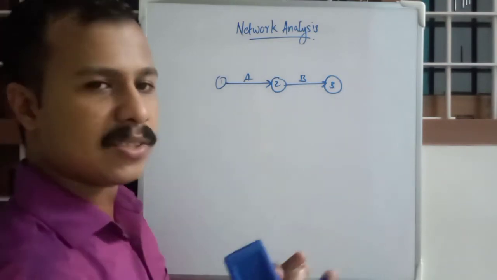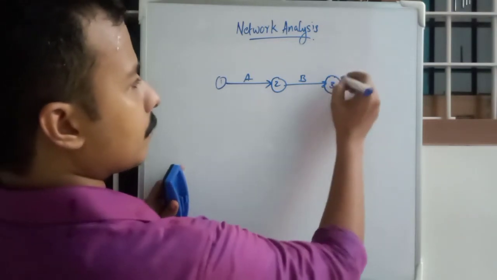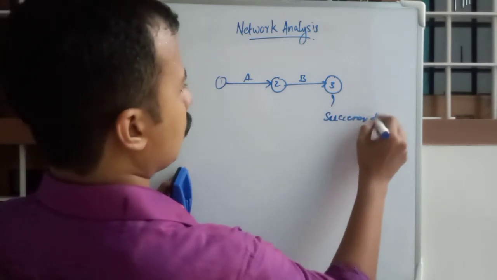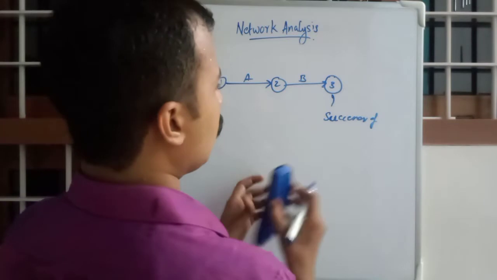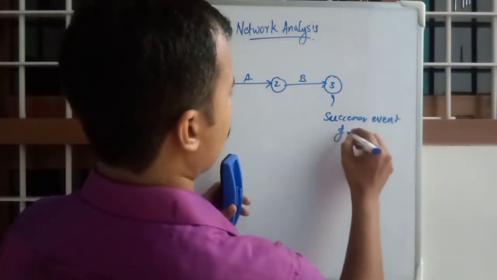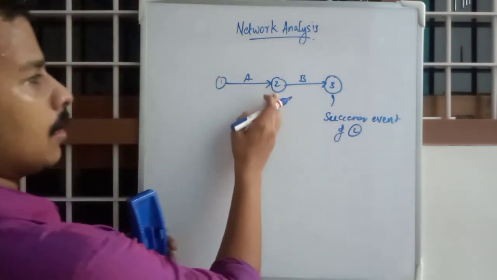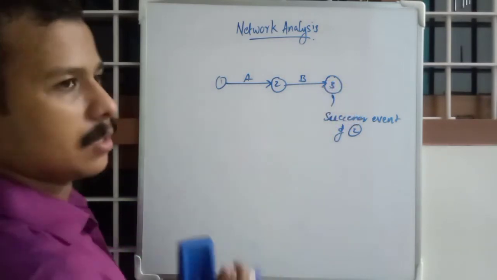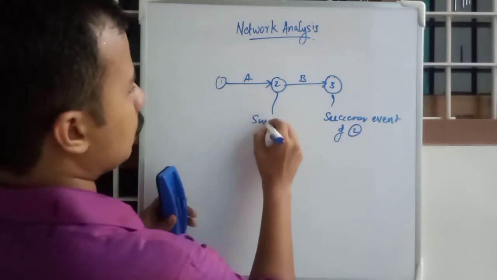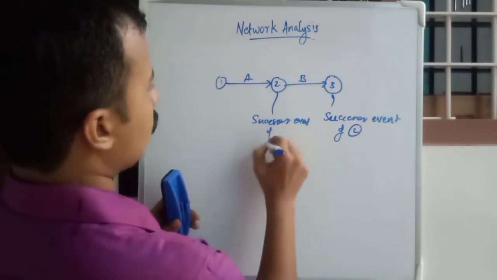You know the words successor and predecessor. Okay, 3 will be the successor event of 2. Obviously, see, after 2 it comes 3. Okay, and 2 will be the successor event of 1.